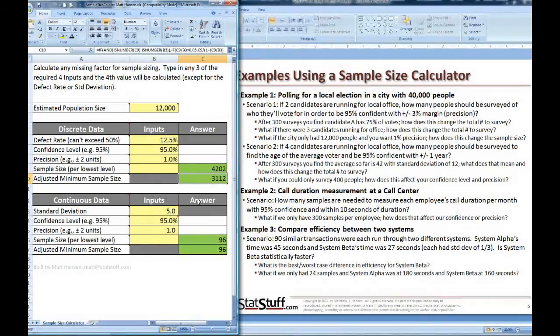Well, we're not really trying to measure who's going to vote for who, so it's not really discrete values. What we're trying to figure out is how many people should be surveyed to find the age of the average voter. So age is what we're looking for. Age is a continuous value.